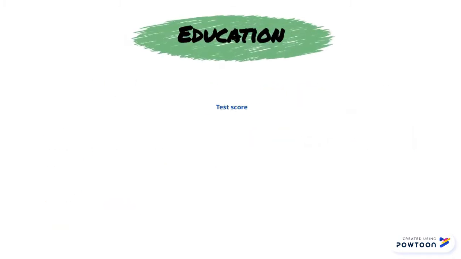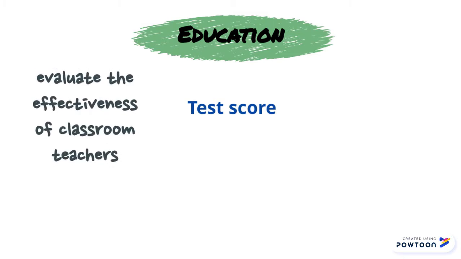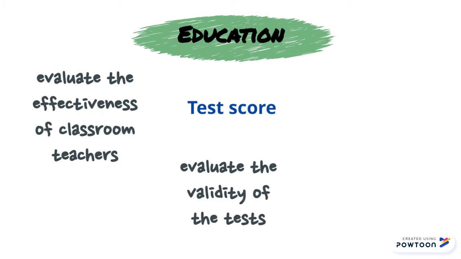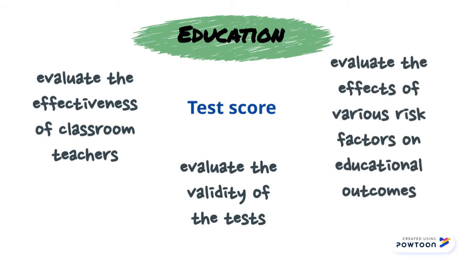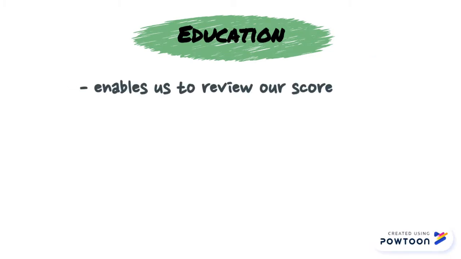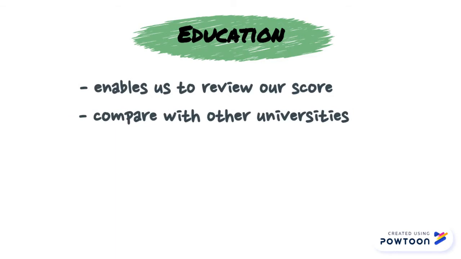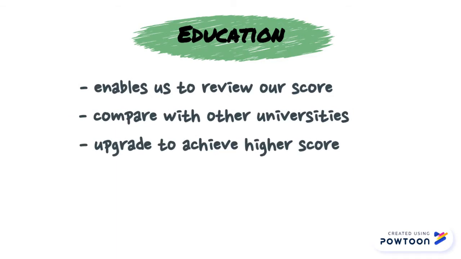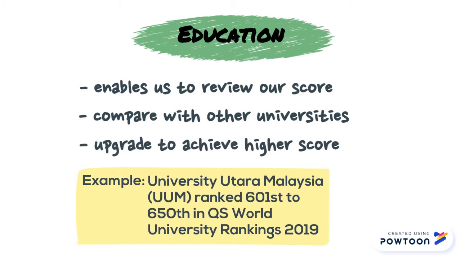In education, test scores, for example, are one of the most commonly used statistics around the world. They are used to evaluate the effectiveness of classroom teachers and the validity of the tests themselves, as well as the effects of various risk factors on educational outcomes. Application of statistics enables us to review our scores, compare with other universities and upgrade to achieve higher scores. For example, UUM ranked 601st to 650th in the QS World University Rankings 2019.